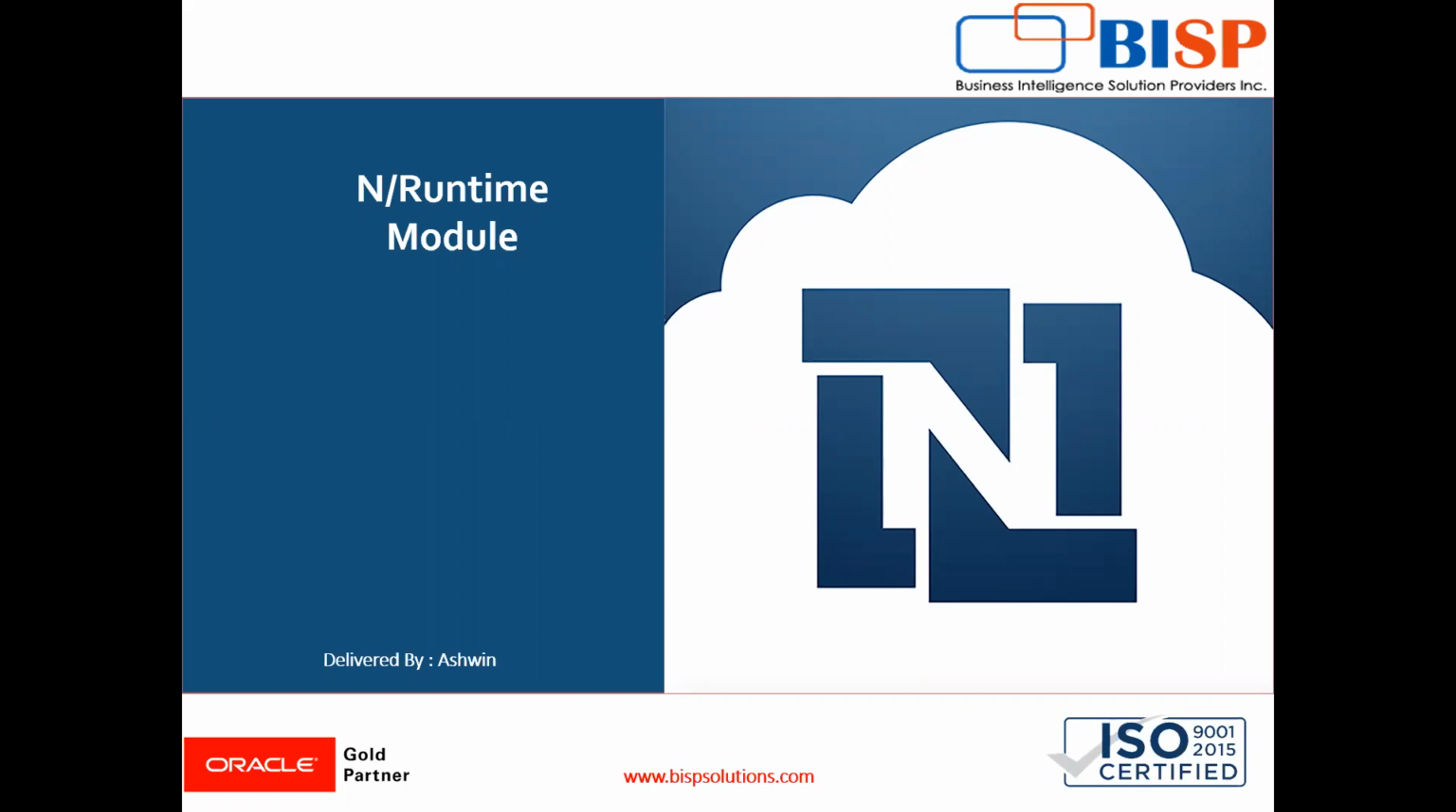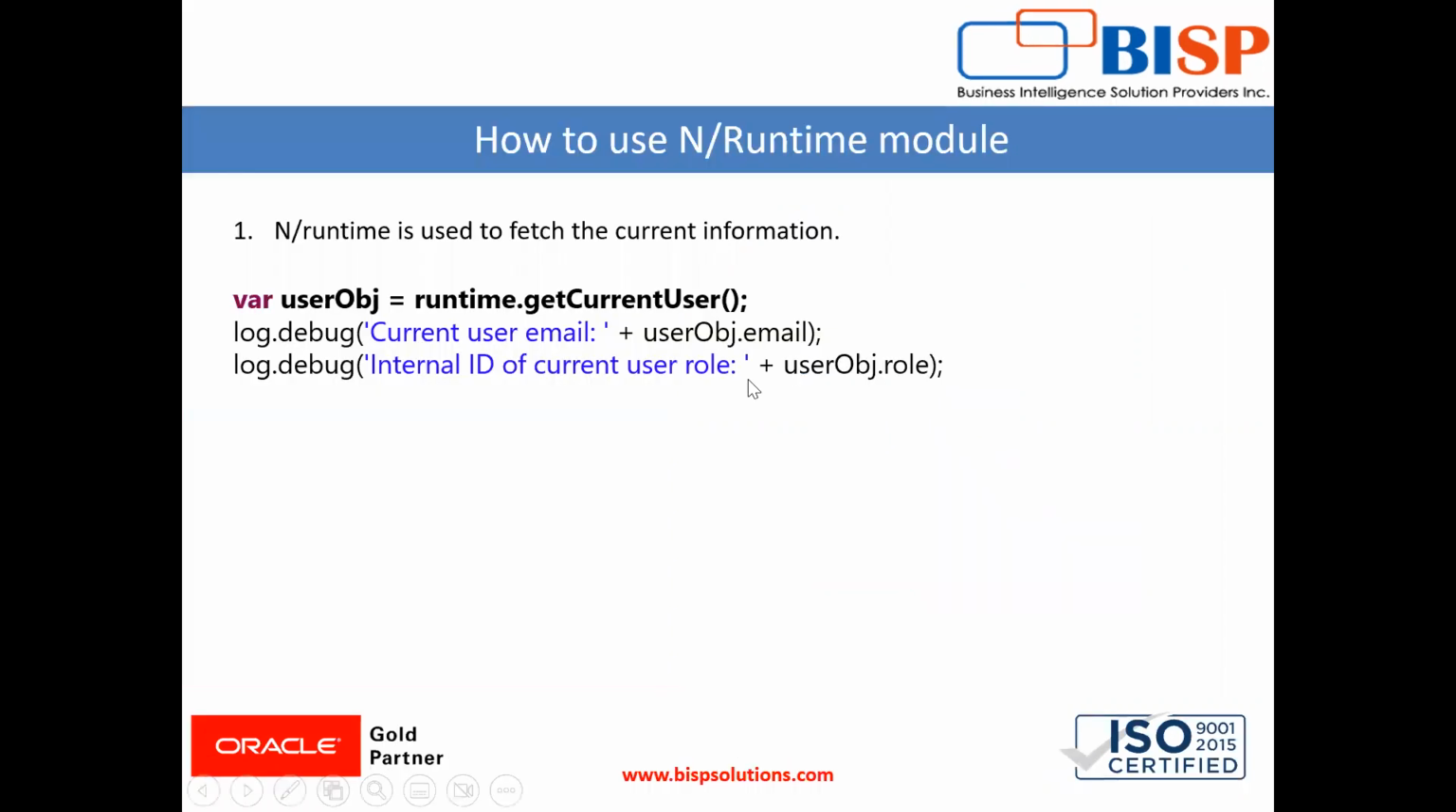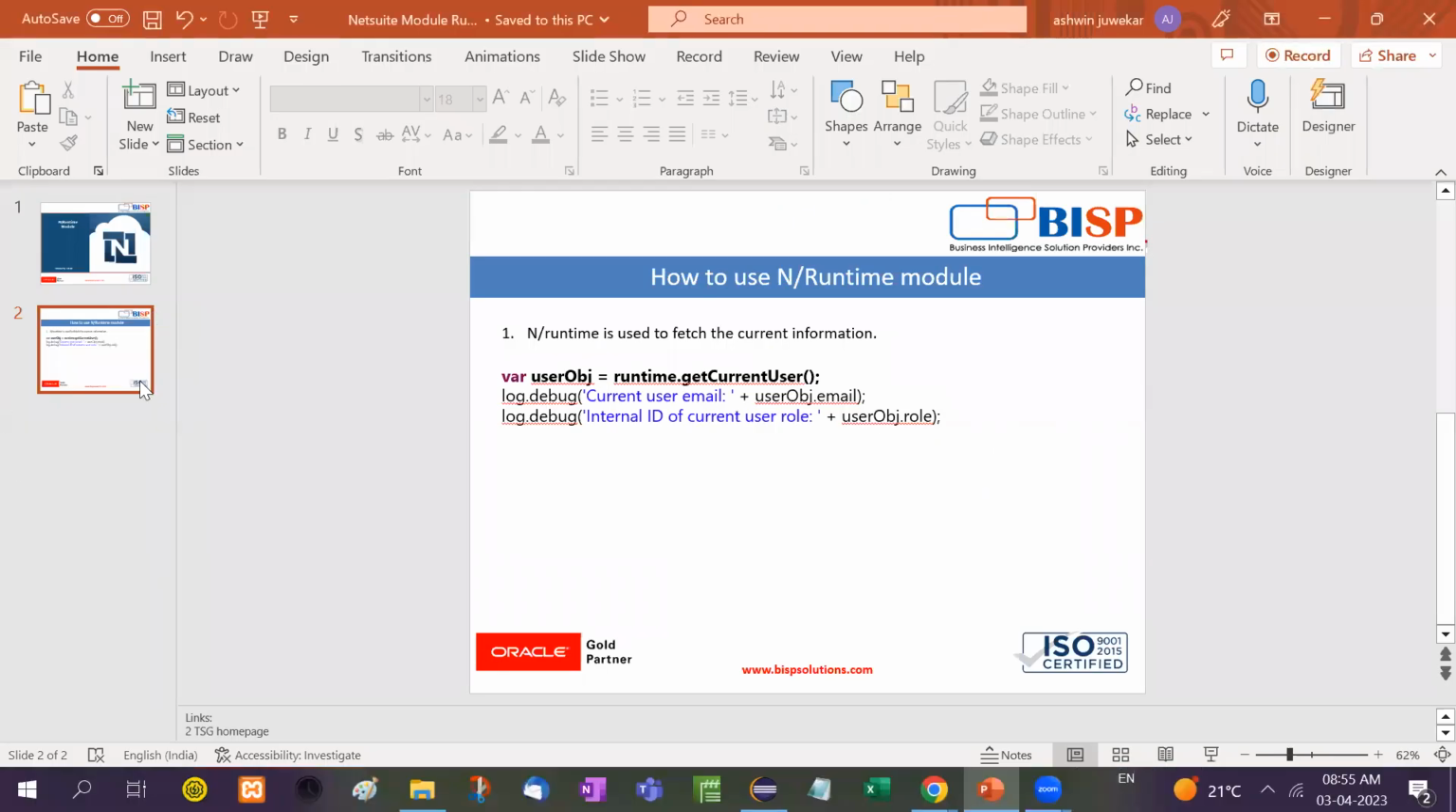Now in this video, I am going to show you what is runtime module. See, runtime module is used to fetch the current information. For example, current user email ID, whosoever is logged in, internal ID of current user role. All these things can be fetched with the help of runtime module. Let me show you with an example.